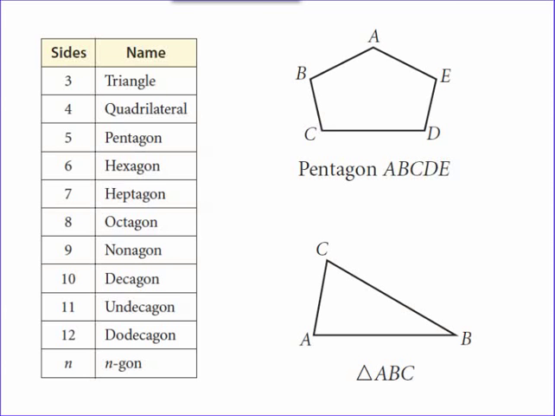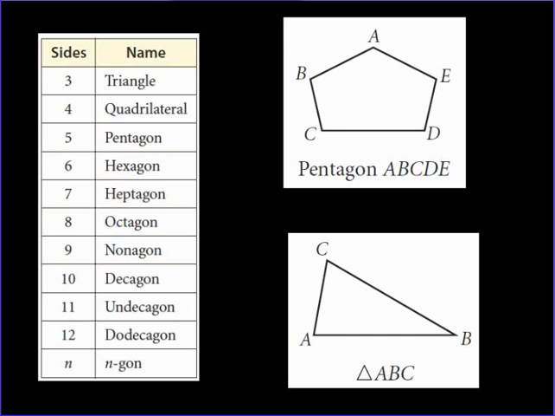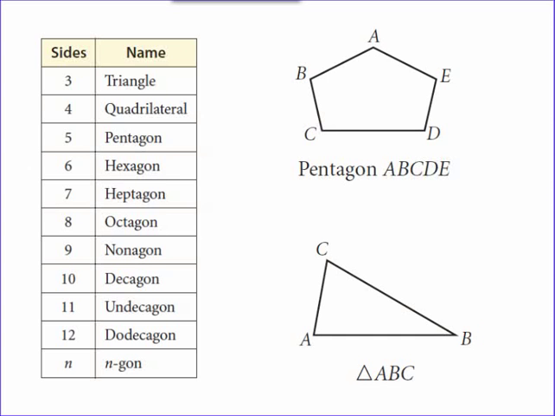The undecagon, I've also heard it referred to as another one. I can't remember what it is off the top of my head. The 12-sided figure is a dodecagon. And then if you just have a number of sides, like if you had 25 sides, we would call that a 25-gon. If you had a 100-sided figure, that would be a 100-gon.